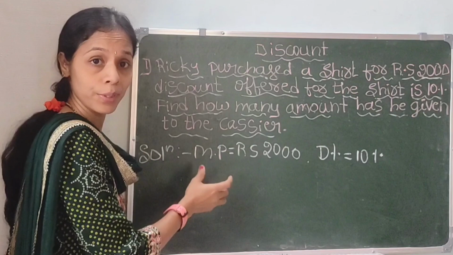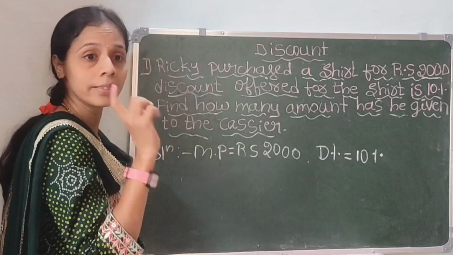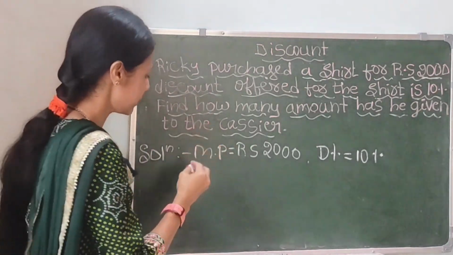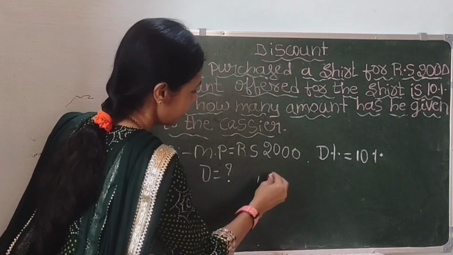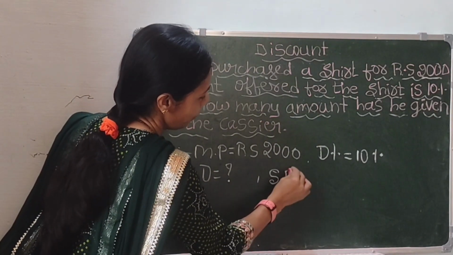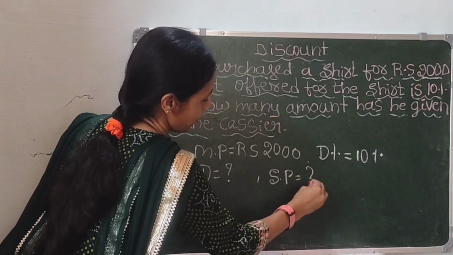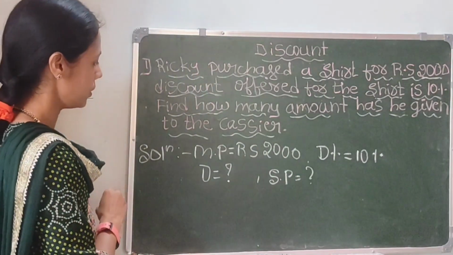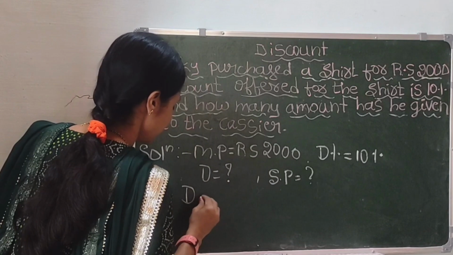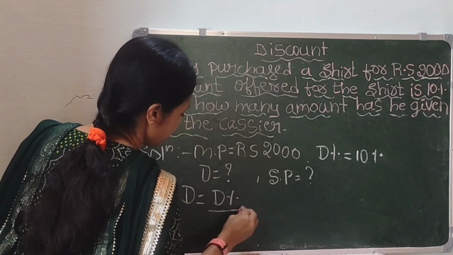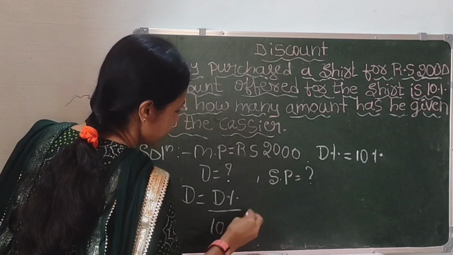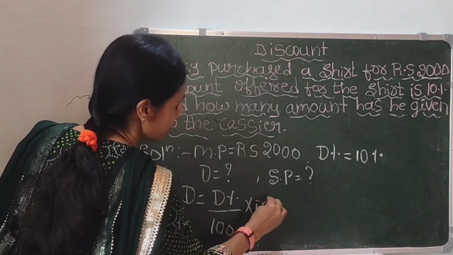What do we find out first? First we find out discount. After that we find out selling price. So discount is equal to question mark. Selling price is equal to question mark. How can we find out discount? Discount is equal to discount percent divided by 100 into marked price.